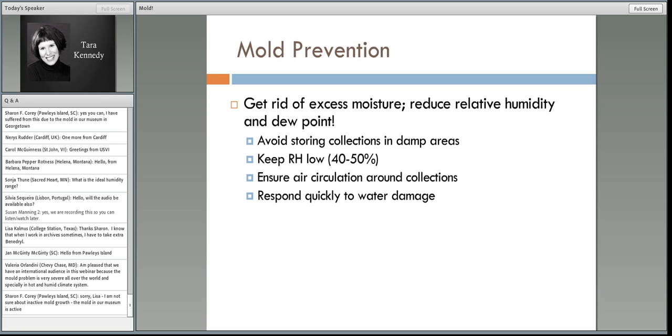And make sure you respond quickly to water damage, like the example I showed with the bound newspapers that were in the cabinet where the water leaked behind the wall and no one knew it for quite some time. It's really important to make sure that you respond quickly so you don't give the mold the chance to grow.